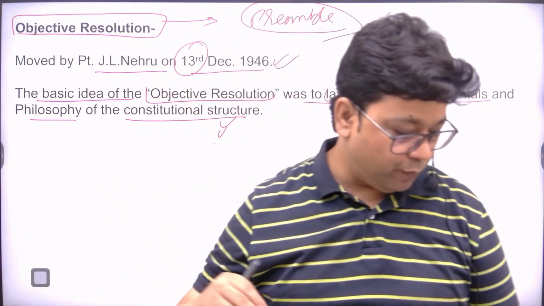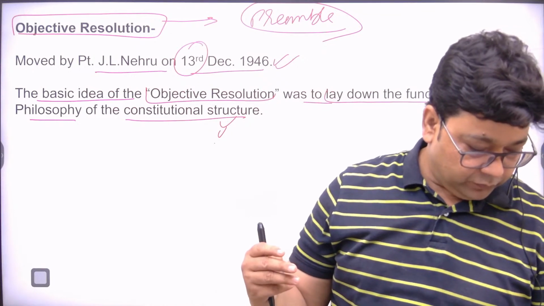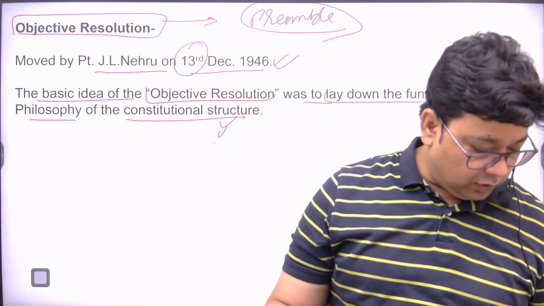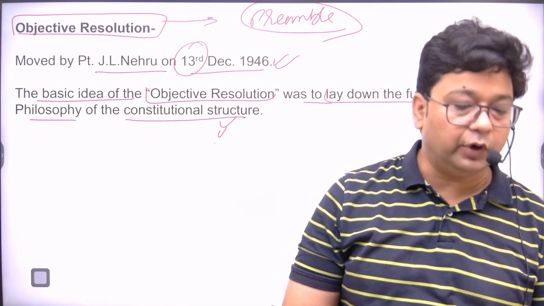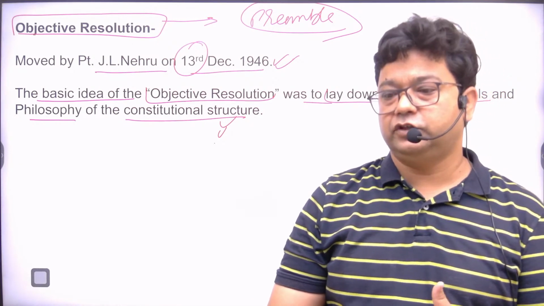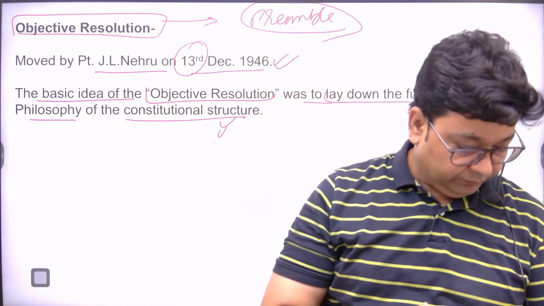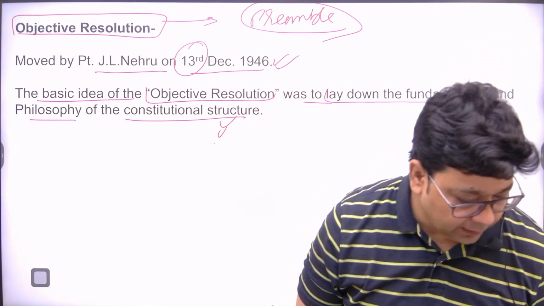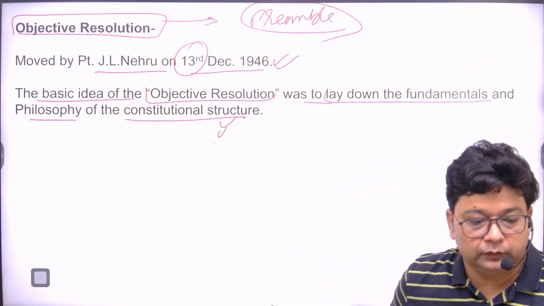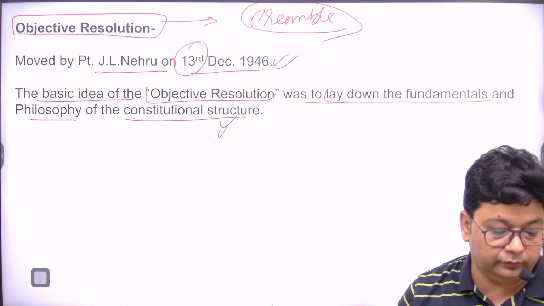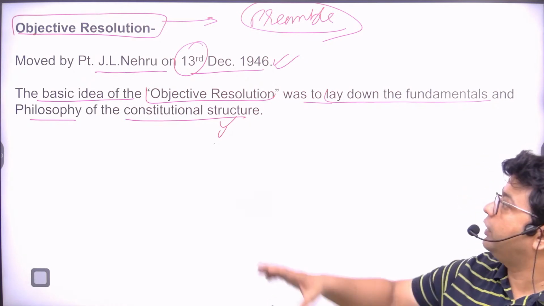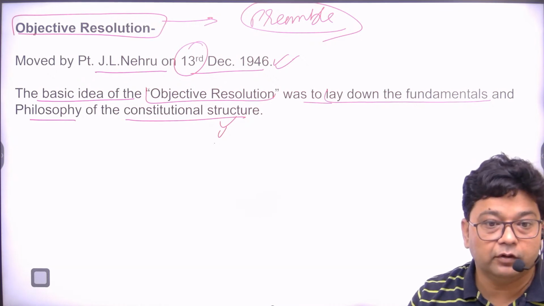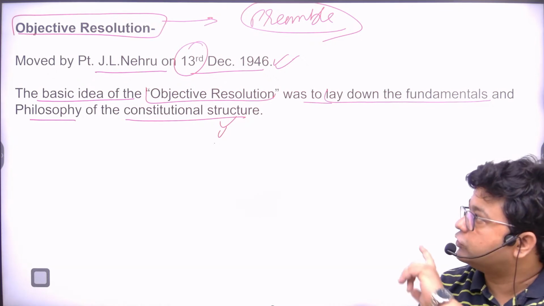So write down what the points under the objective resolution are, what it talks about. Okay. So, points of the objective resolution. First point, this is what you can write. It was moved by Pandit Jawaharlal Nehru on the 13th of December 1946. These 2 points you should write.